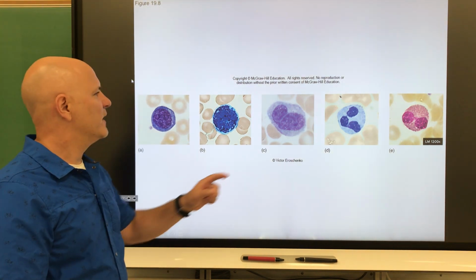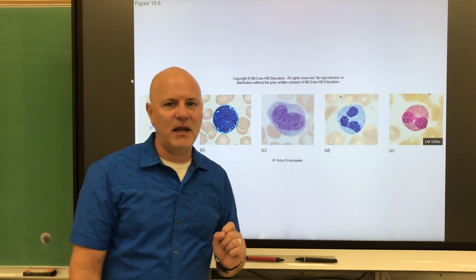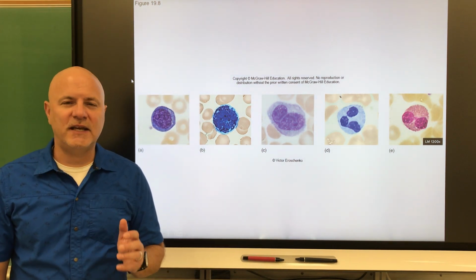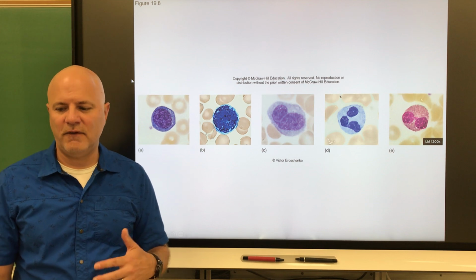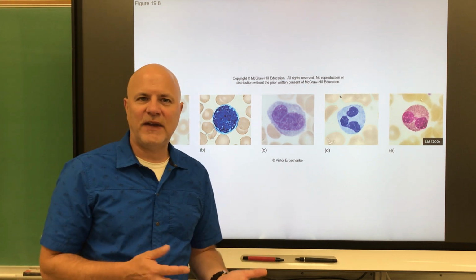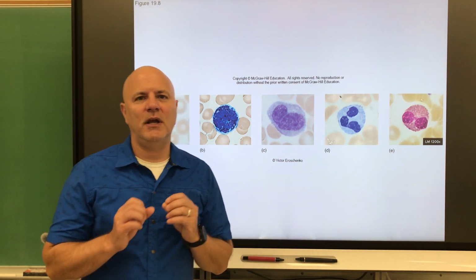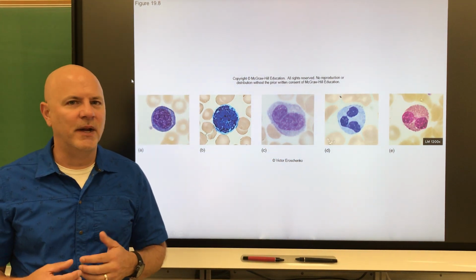The most common of these is this one here, and that is a neutrophil. So a neutrophil is a white blood cell that phagocytizes bacteria, fungi, and some viruses. So it's a phagocytic cell. These guys are typically first to infection, and the reason is they're the most abundant.